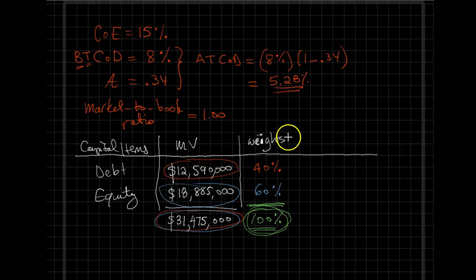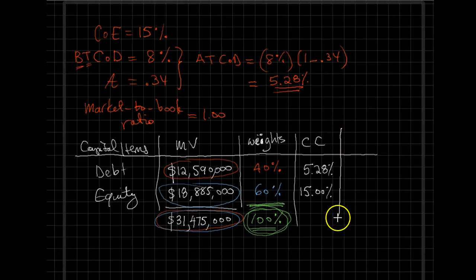Now, we already calculated the after-tax cost of debt for the bond, so I can say cost of capital. For the bond, that number is 5.28%. For the stock, that figure is 15%. Now, in the next step, pretty much the last column that we need, we now need to multiply those two columns.